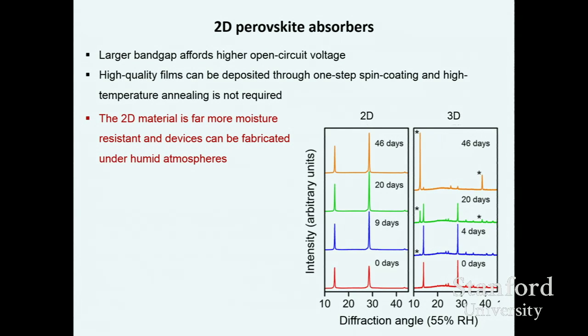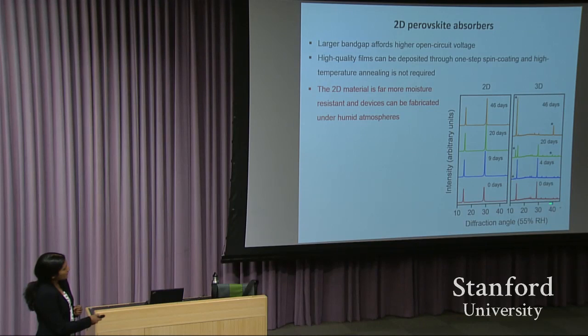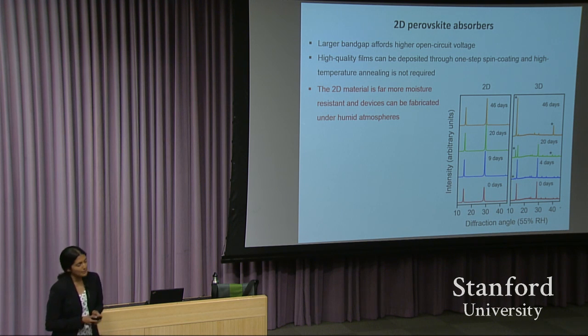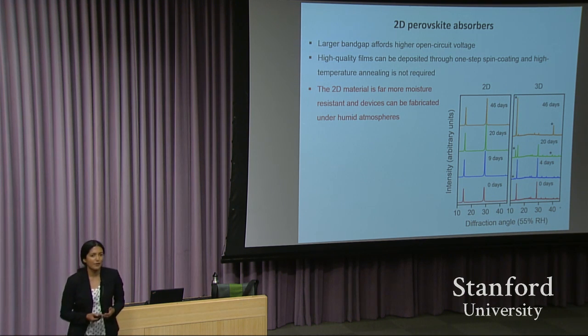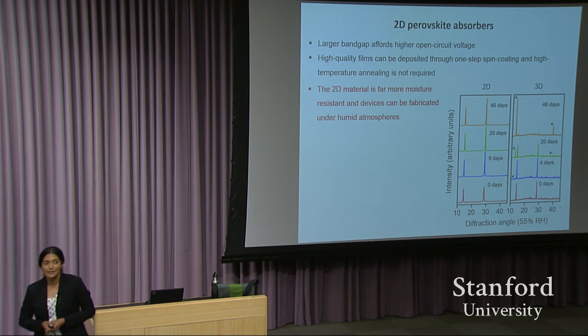So with the 3D perovskite, when we expose a film to 55% relative humidity, we are monitoring the decomposition of this material using powder X-ray diffraction. And we see that there are decomposition products emerging at around 4 days. After 46 days, we only see peaks in the powder patterns corresponding to PbI2, lead iodide. So the material is completely degraded.